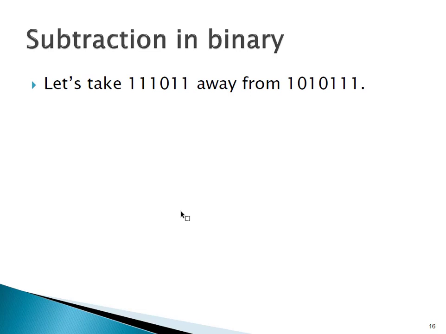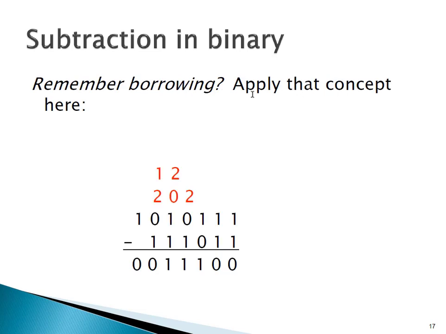Subtraction is also very simple. You've got two numbers. This is your first number, 1 1 1 0 1 1, and you are taking it away from 1 0 1 0 1 1 1. So let's see how to do this.